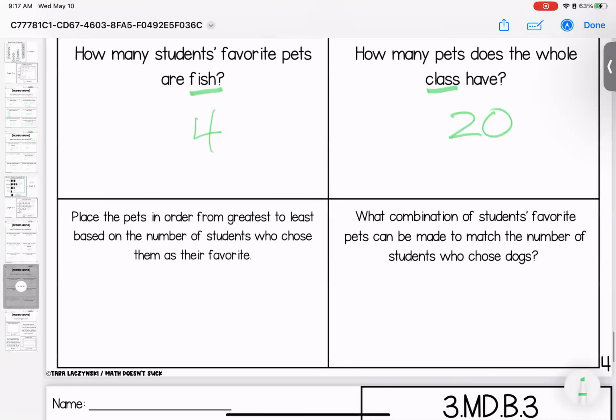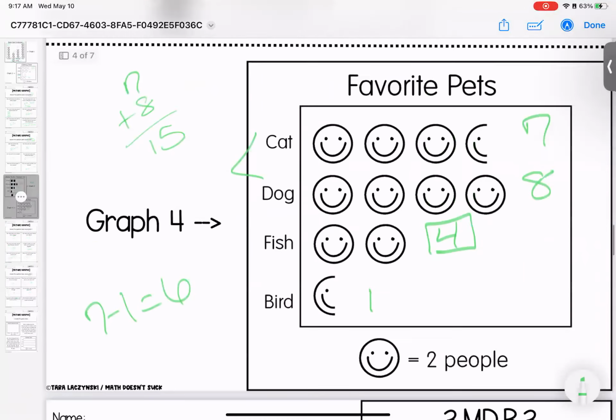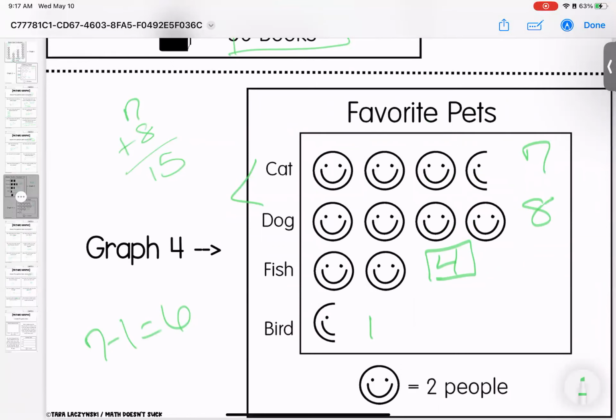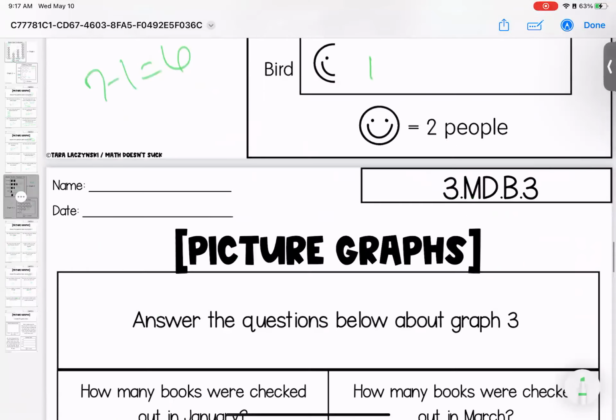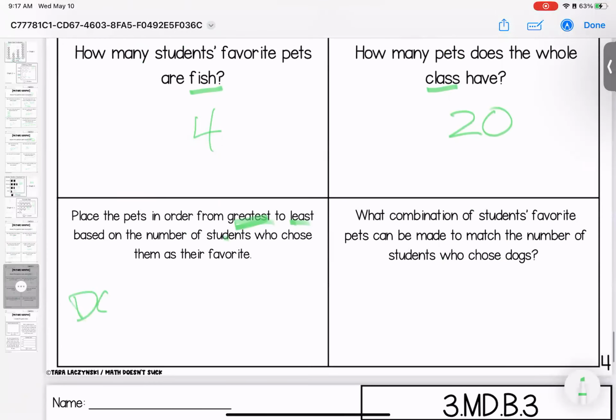Put the pets in order from greatest to least on how they were chosen. So this time we're doing biggest to smallest. So if we come up here, it goes dogs, cats, fish, birds. So again, dogs, cats, fish, birds.